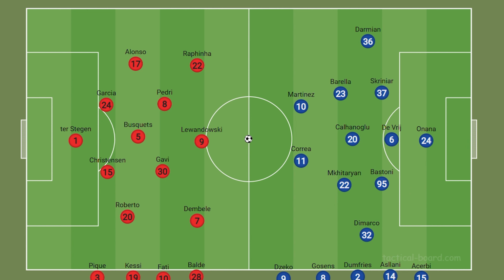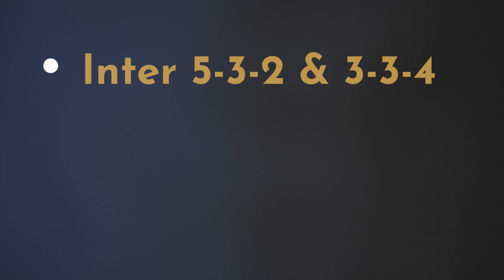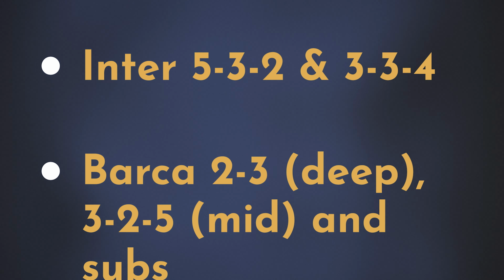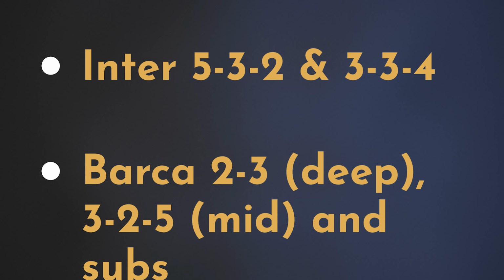Hello and welcome to this analysis of the Inter Milan versus Barcelona game. We're going to have a look at Inter Milan's 5-3-2 and 3-3 shapes, as well as Barcelona's 2-3 deep build-up, 3-2-5 midfield possession, and a couple of things that they did to try and change things in the second half.